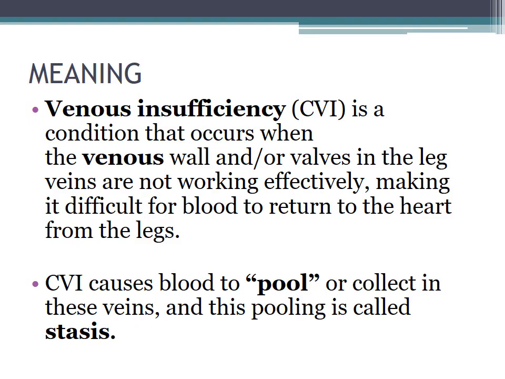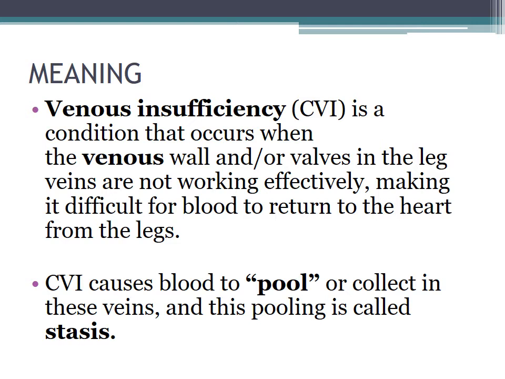Now what is insufficiency to define as? It is a condition that occurs when the venous walls or the valves in the leg veins are not working effectively. So in the previous picture I showed you how the valves are, and the veins have also got valves, which allow the blood to flow in one direction only. And when those valves are not working effectively, then you end up with this particular condition, which is called venous insufficiency, where there is difficulty in the blood flowing to the heart from the legs.